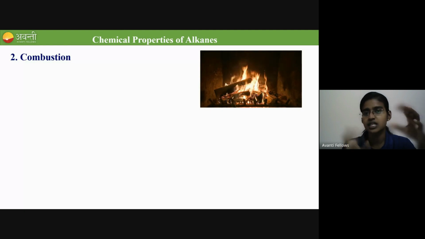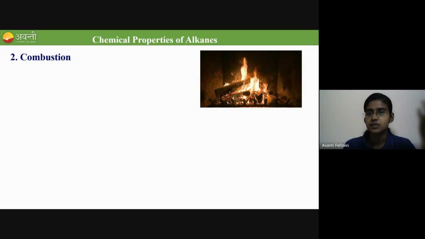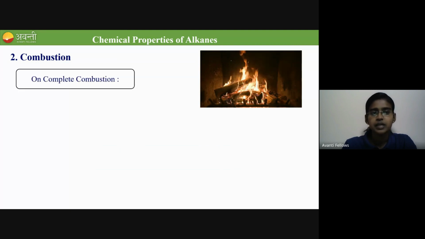You can see the GIF, right? Wood is burning in presence of oxygen. So a substance will get burned in presence of oxygen. In this combustion, there are two types: one is complete combustion and the other is incomplete combustion. What is the difference between the two? That we will see in the upcoming reactions. First, let me discuss complete combustion with you.